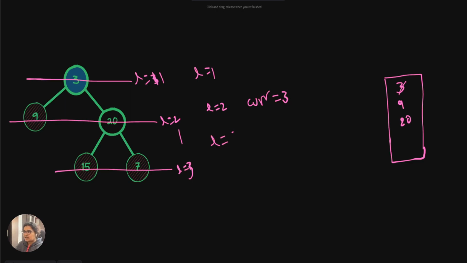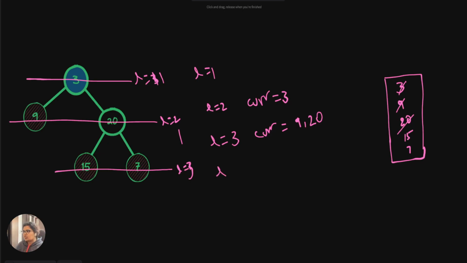Now we are at level 3. Now our current nodes would be, we pop out all the children in the queue, not just one. So that means both 9 and 20 will come out, and we add children of both 9 and 20 to the queue. 9 doesn't have any children, 20 has 2 children, 15 and 7. We add them to the queue.